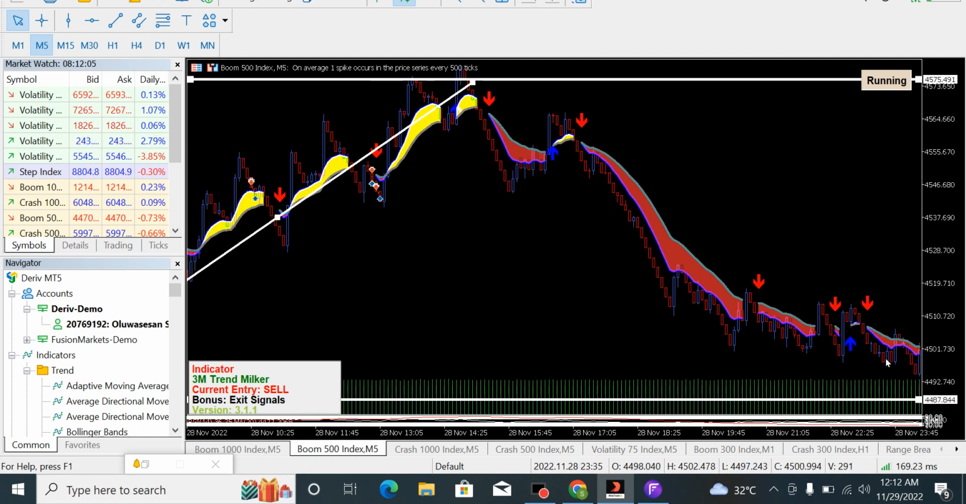So we will be looking at more on this particular indicator, how we can use it successfully to trade the asset for a very long time. But for now, I will be stopping right here.